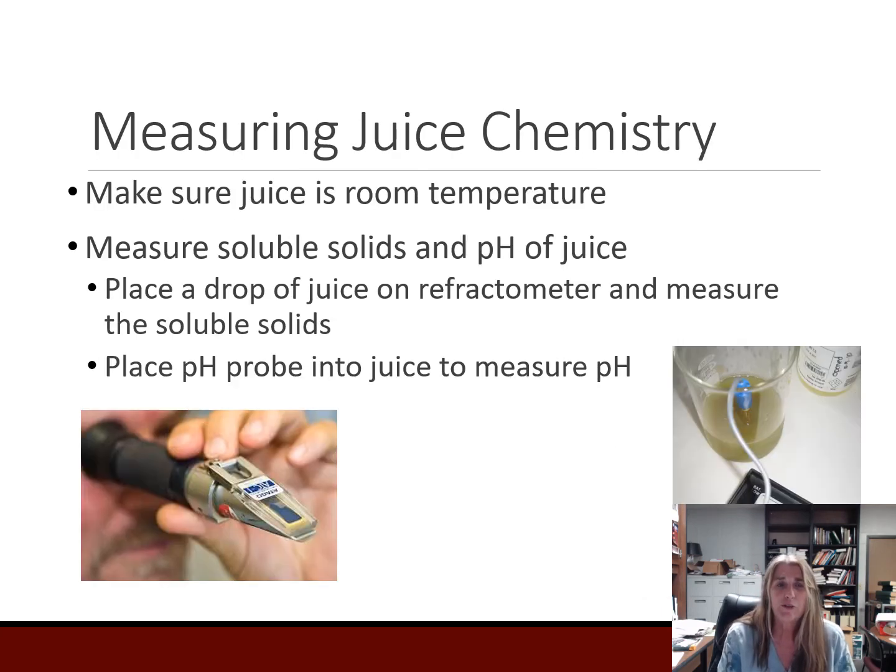Now, when you're measuring the juice chemistry, make sure the juice is at room temperature. This is very important because refractometers and pH measurements are very sensitive to the temperature. So make sure that the juice is at room temperature, not very cold and not very hot. Place a drop of the juice on the refractometer and measure the soluble solids. And then take the juice and place a pH probe into the juice to measure the pH. Be sure that you are following the instructions on your pH meter and that you are calibrating your pH meter regularly.